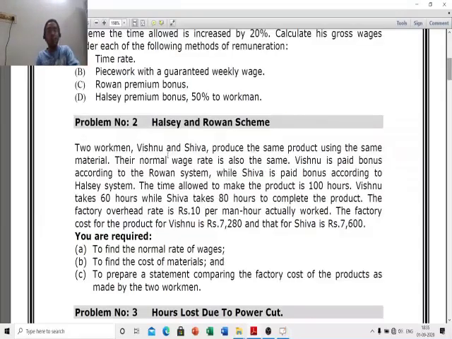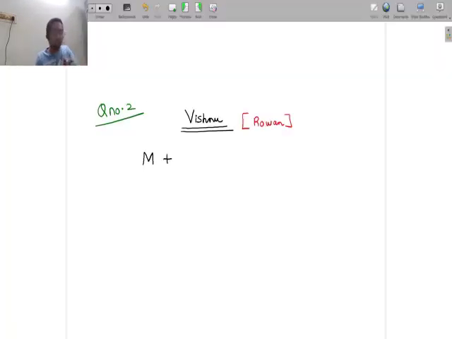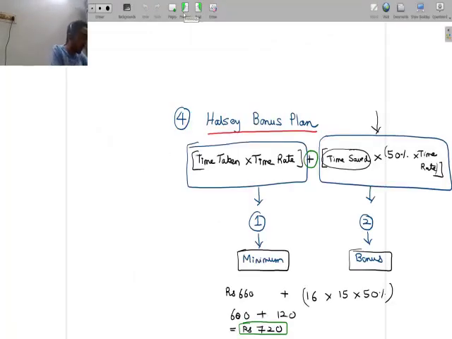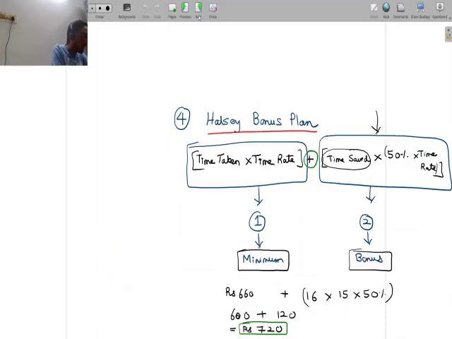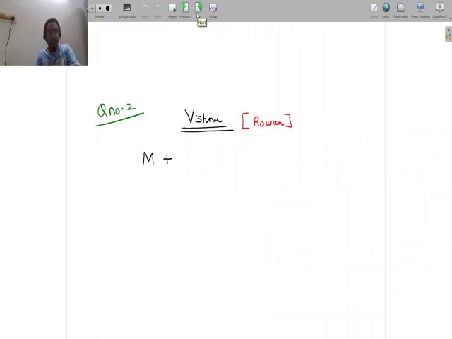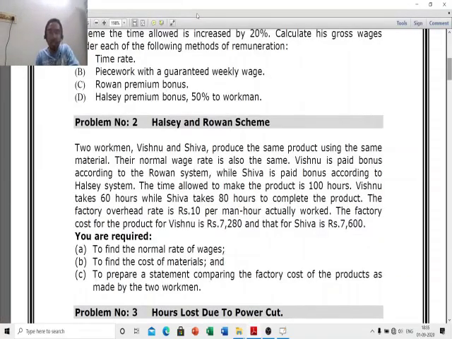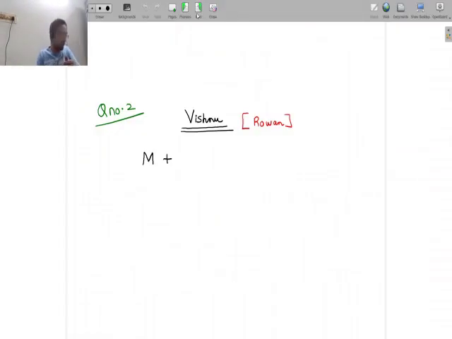Now I'm going to go for labor cost calculation. Let us see how many hours Vishnu is taking. Vishnu is taking 60 hours. Vishnu is to be paid based on the Rowan plan. If you look at the Rowan plan, let's go back to it: time taken into time rate, plus time saved by time allowed into time taken into time rate. This is the formula for Rowan's plan. Now let's put that into play. We know time taken is 60 hours for Vishnu. So the first thing is time taken is 60 hours.